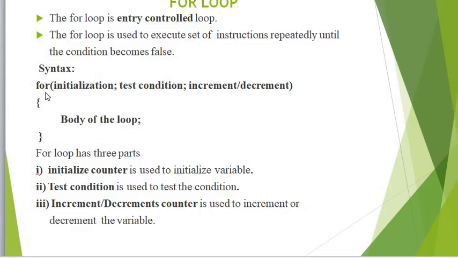The for loop has three parts. The first part is initialization and the second part is test condition and the third part is increment or decrement, and this is the body of the loop. So these are the three parts of the for loop. The first part, initialization, is used to initialize the variable and the second part, test condition, is used to test the condition, and the third part, increment or decrement, is used to increment the variable or decrement the variable.